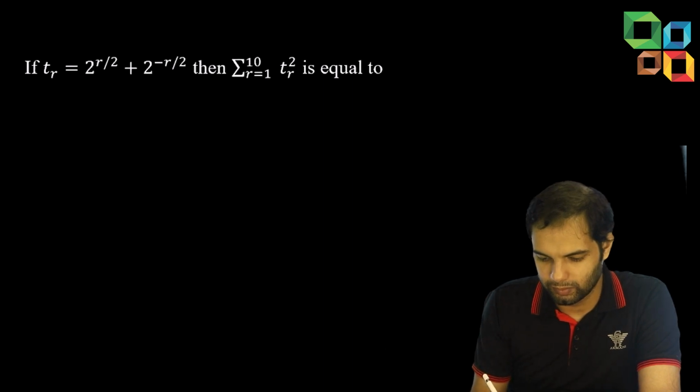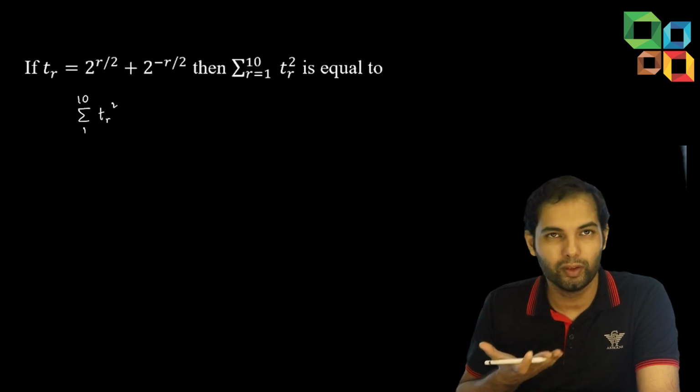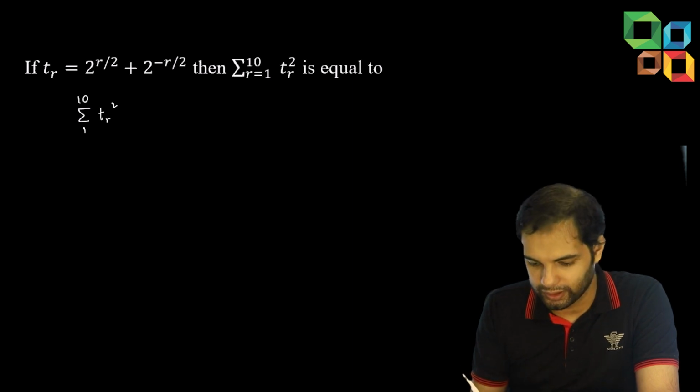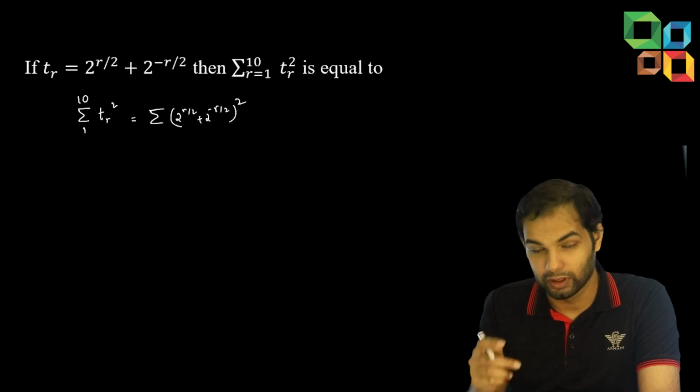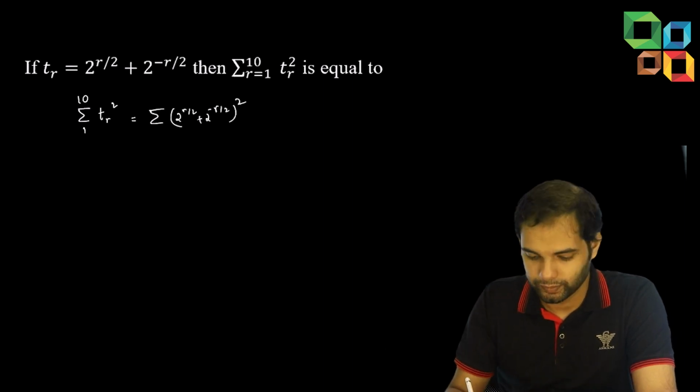First I squared TR because it's given. We want the summation from 1 to 10 of TR square, so you have to square it, right? TR is given for us. Let's see, squaring, what do we get? The summation, where TR is (2 power r by 2 plus 2 power minus r by 2) whole square. This is the summation we want, right?